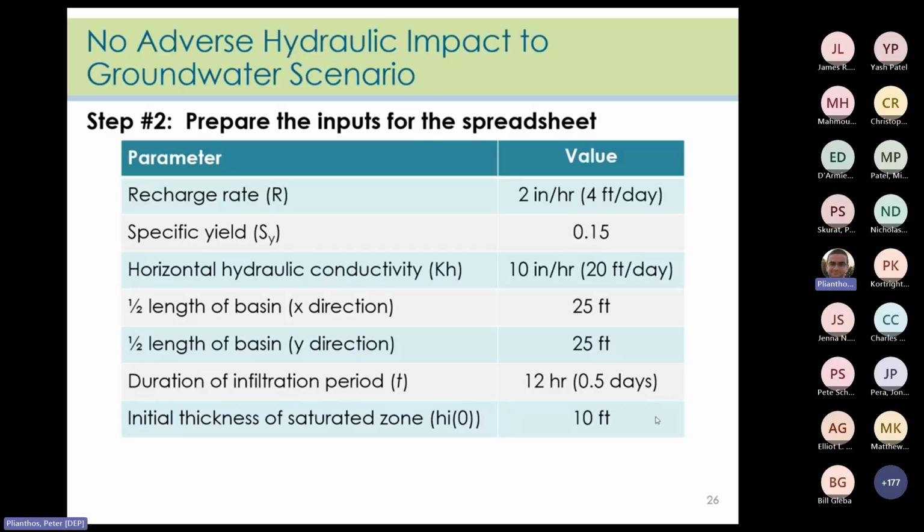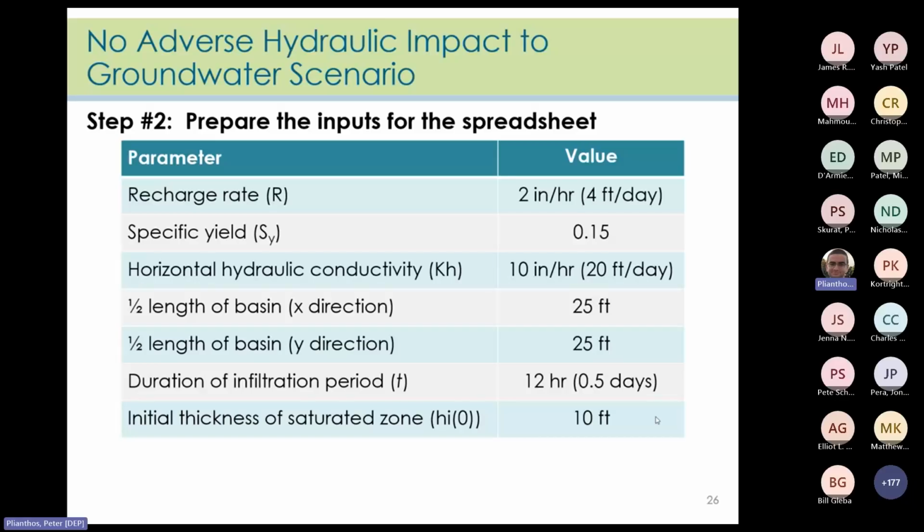The horizontal hydraulic conductivity is equal to 5 times the recharge rate, since the infiltration basin is located in the coastal plain. And the basin measures 50 feet by 50 feet, so we would just input half of each of those dimensions since the analysis is performed at the center of the basin.